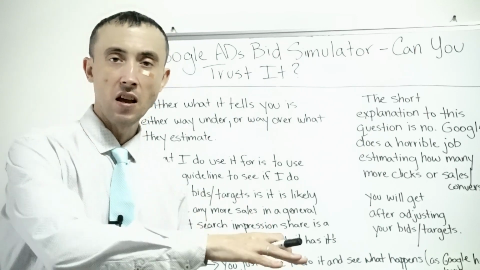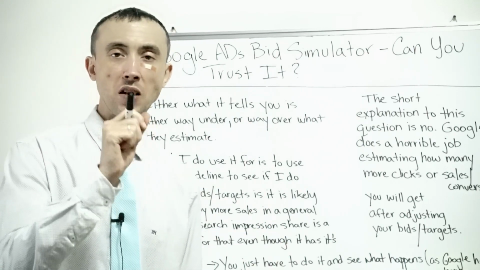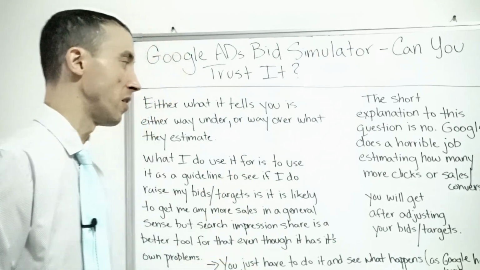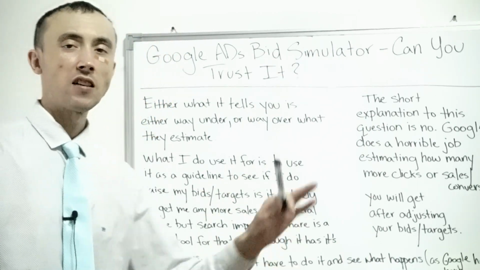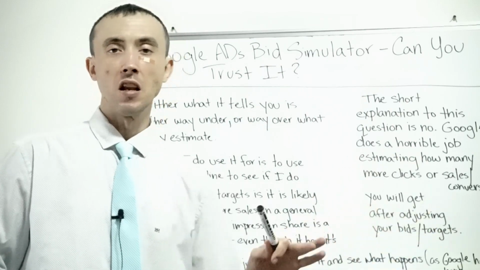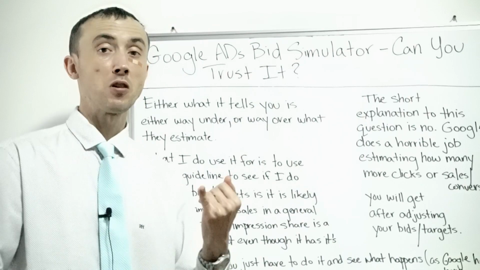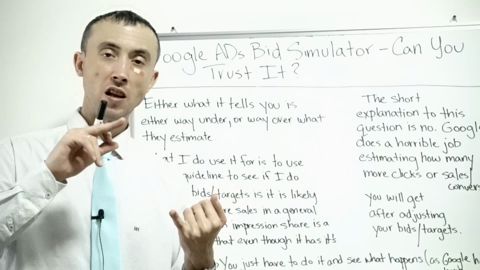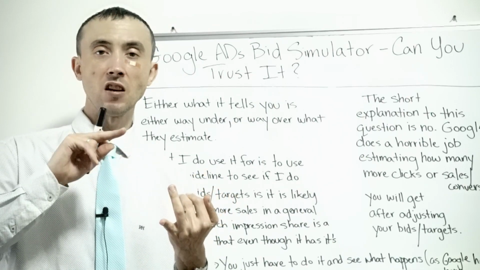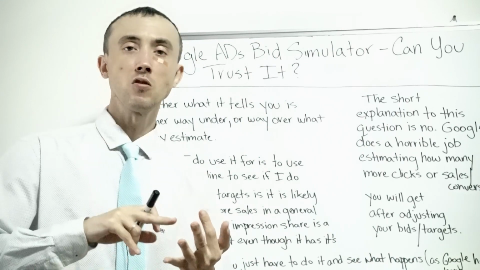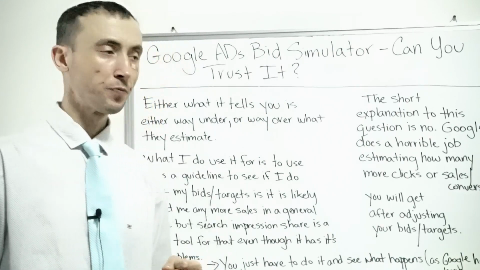There's a much better way to know what you can get out of it if you raise your bids or lower them, which I'll tell you about in this video. In short, it has to do with search impression share, not the bid simulator, to identify if you are going to double your cost per click or bids, how much that's going to affect your clicks and leads. If you're going to triple it, what's that going to do to your clicks and leads, and so on and so forth.